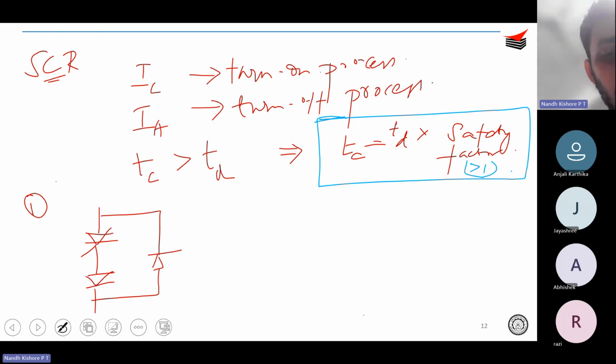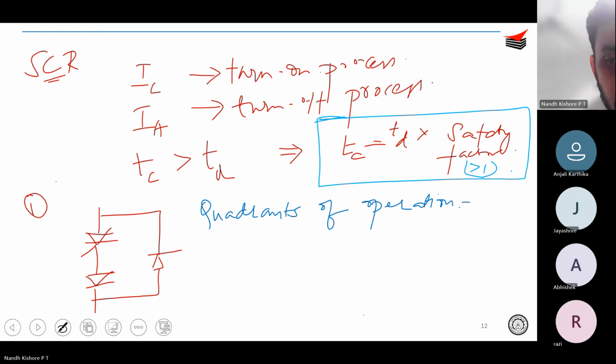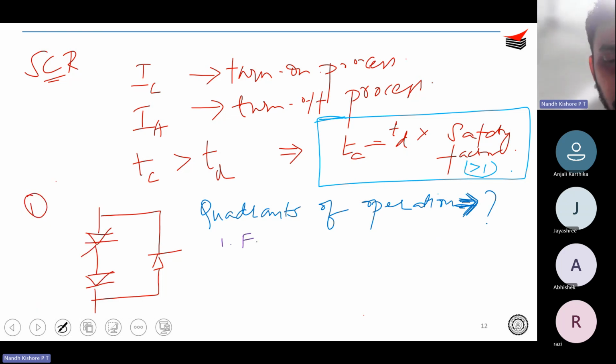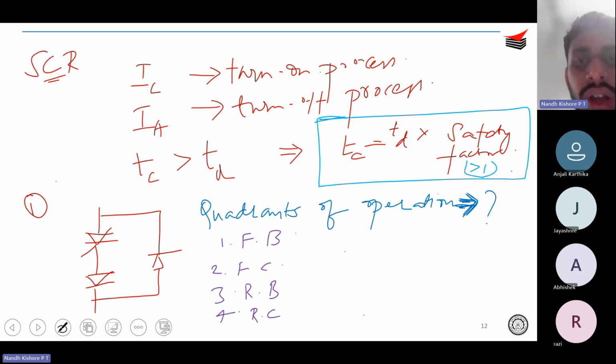Okay. So in what all quadrants is the device going to operate? That is the question. Find out the quadrants of operation. Just try to identify what all are possible: forward blocking, forward conduction, reverse blocking, and then reverse conduction, right? So these are the four possible operating states of any device.